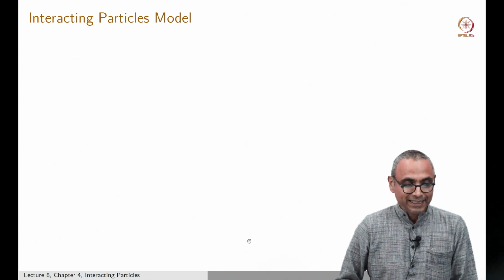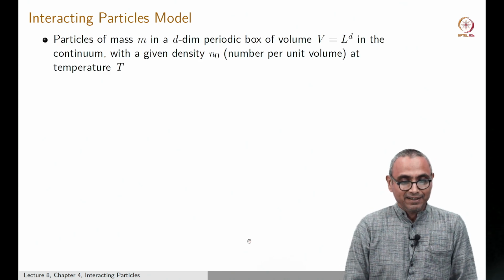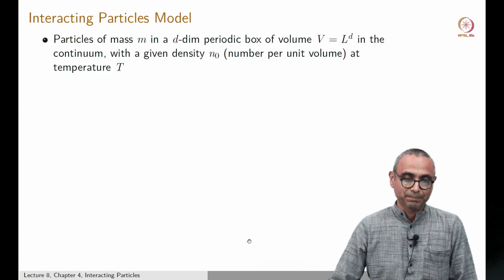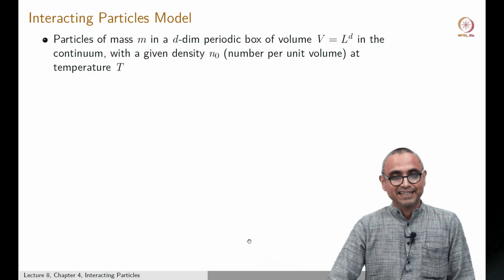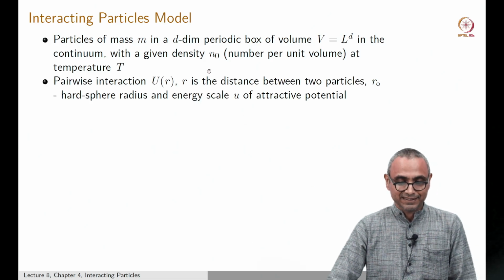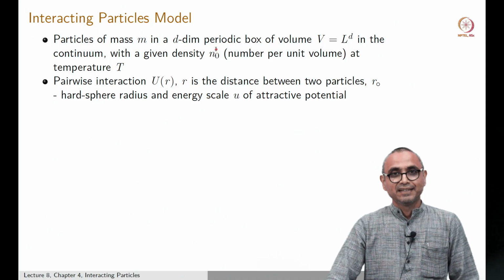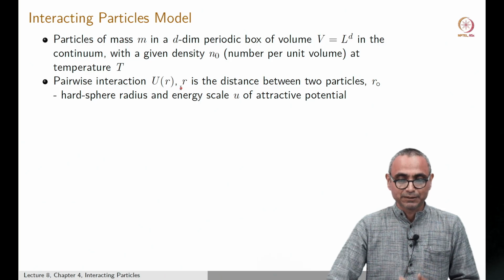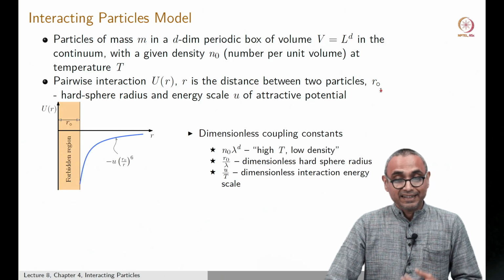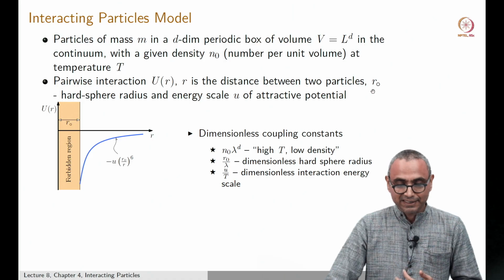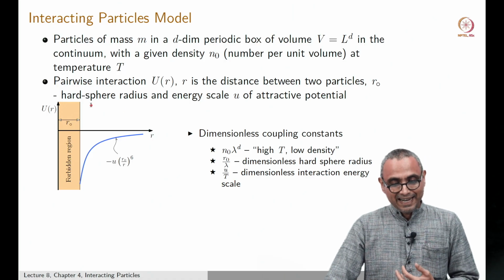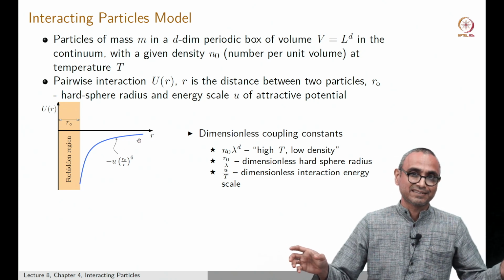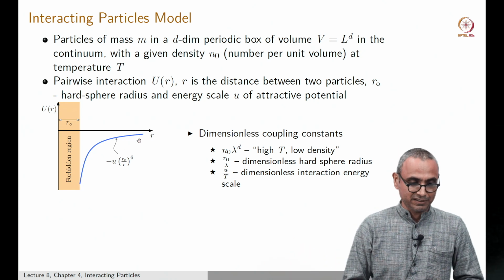Okay, so the interacting particles model: I have a set of particles of mass m in a d-dimensional periodic box of volume L to the d, at some given temperature and some given density n0. These particles are interacting via a pairwise interaction u of r, where r is the distance between the two particles, and you can think of them as hard spheres of some radius r0, and an energy scale u which determines the attraction if they are at a distance greater than some number times r0.